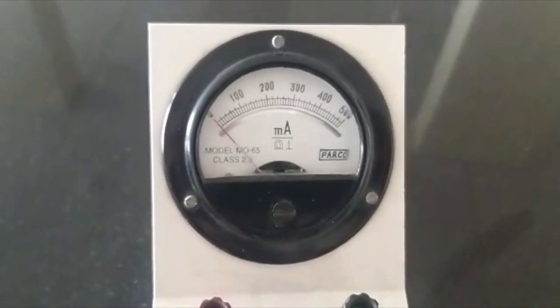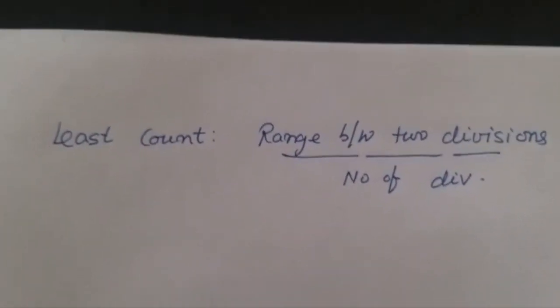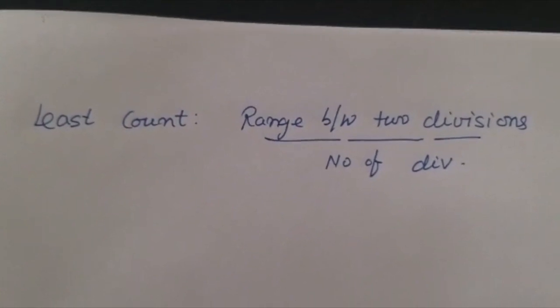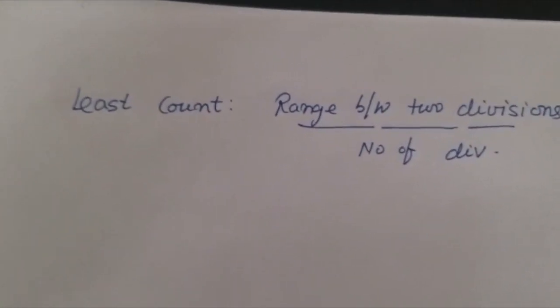So here the formula for the least count is: least count is the range between two divisions divided by the number of divisions. So here we can take 0 to 100, and the number of divisions between 0 and 100 are 10.